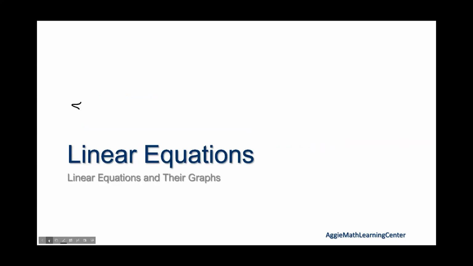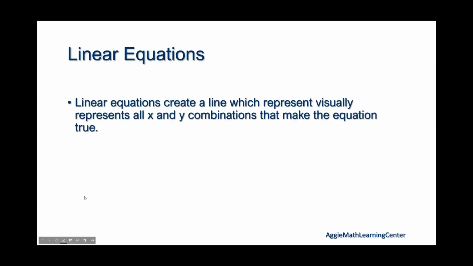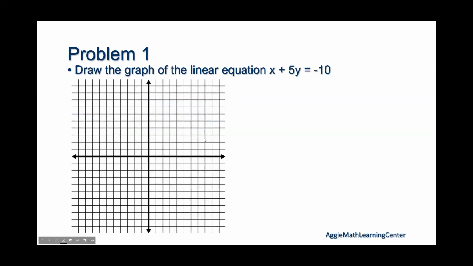So let's begin with a review of linear equations. So linear equations, like the name implies, are equations that set up a relationship that when graphed is a line. So it's going to be these unique combinations of x and y. So we're going to think of those as coordinate points, right? That would make a line if we were to combine them. So this first problem asks us to draw the graph of the linear equation x plus 5y equals negative 10.